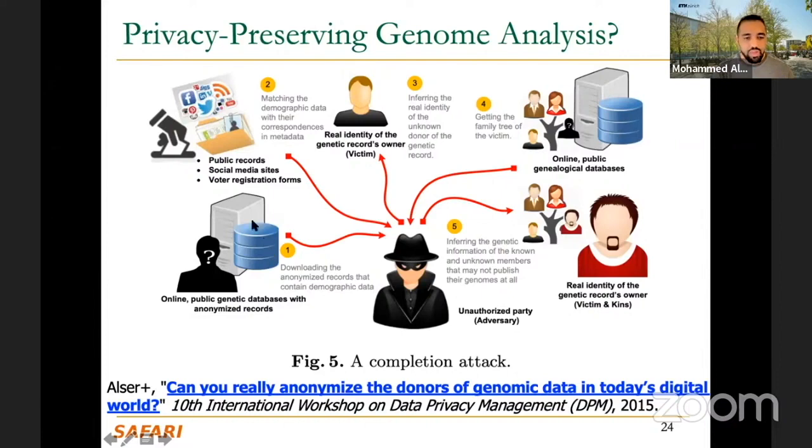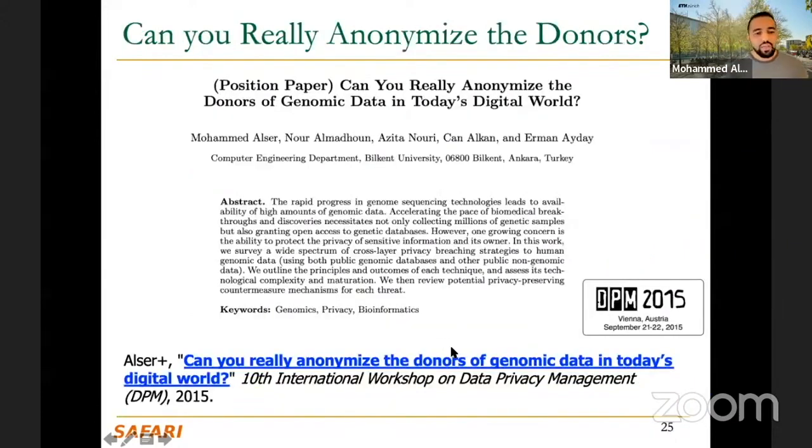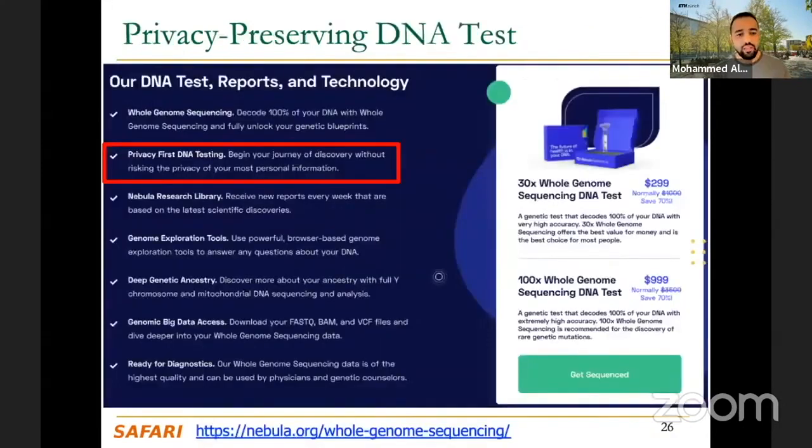For example, in OpenSNP, I can know that at this location, there is high probability that people in this population have C in that location. Then I can correlate all this information together to identify you, and then identify the family tree. So we discuss all these methods in this paper. And this is a recent paper itself: Can you really anonymize the donors of genomic data?